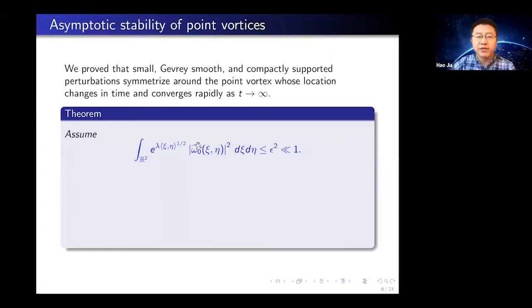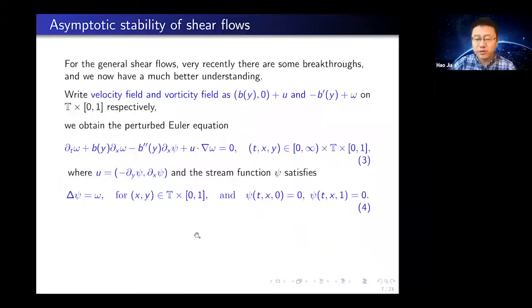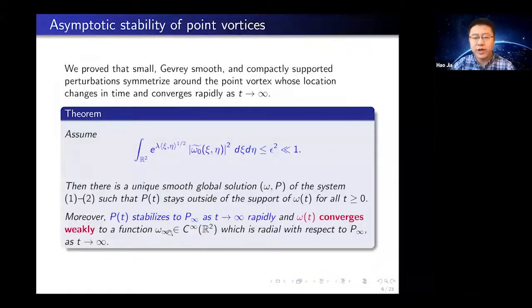So more precisely, if your initial data is small in the Gevrey 2 norm. So okay, it's not a Sobolev norm, it's a Gevrey norm. So the weight is exponential, but the power is half here because it's Gevrey 2. And then you have a smooth solution, omega and p. So p is the position of the Dirac mass. So this omega, p gives the complete system. It has a unique solution, omega, p, and the p will always stay outside of the support of omega, and the p stabilizes to p infinity very rapidly, and omega converges weakly to a final function, which is smooth. So the final profile is a radial function and smooth.